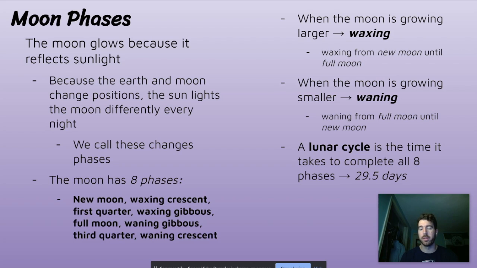When the moon is growing larger, we call that waxing. So it's waxing from new moon, when we don't see anything, until full moon, which, obviously, we all know is when the moon's brightest. When the moon is growing smaller, we call it waning. So it's waning from full moon until the next new moon. And then the lunar cycle is just the time it takes to complete all 8 phases, which is roughly a month.